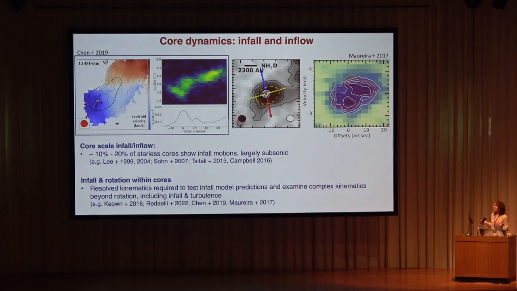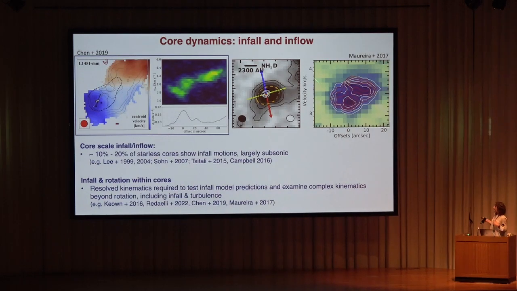And when we look at cores in small scales, we can see here that even though a core might show what looks like a smooth velocity gradient consistent with rotation, when you look at the position velocity diagram, there's actually quite a bit of structure in the velocity, maybe multiple components. And so that's something that we can tease out now with higher resolution observations.